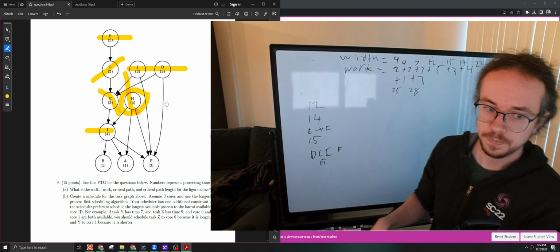Okay, so I went ahead and set this problem up for us to walk through right here. So we have our Gantt chart. This is time. This problem asks us to make a schedule, assuming we have 3 cores, 0, 1, 2.